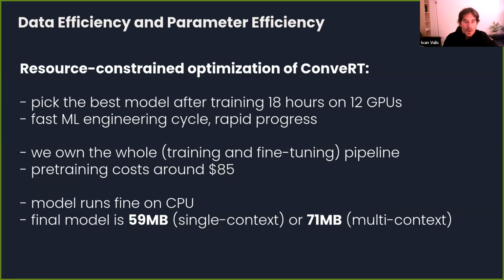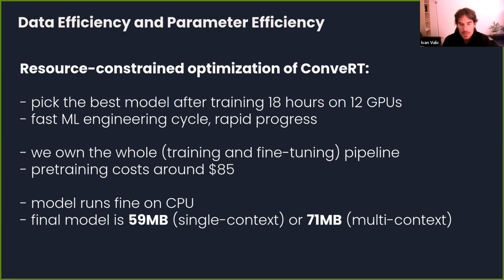Okay, so one of the reasons why we wanted to actually create our own pre-training model is because we also wanted to constrain its use of resources for pre-training, and we wanted to own the whole training and fine-tuning pipeline. So most of the results that I'm going to show are actually achieved with what we call this resource constraint optimization, where we pick the best model of training only for 18 hours on 12 GPUs, which means that we can do fast engineering cycles and actually track progress on our final tasks like intent detection pretty quickly.